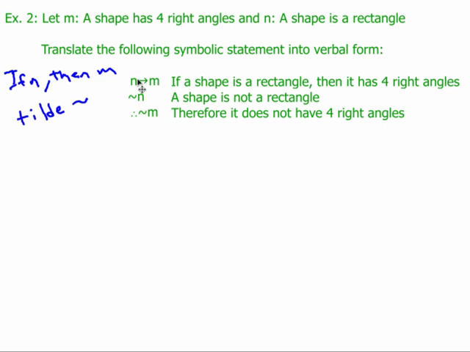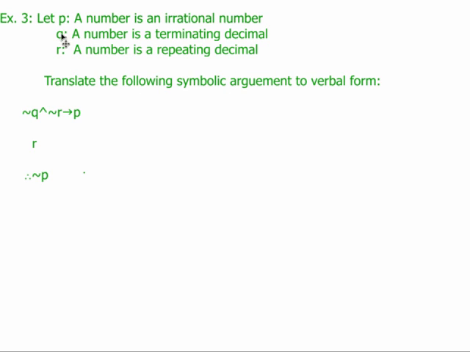So if I read this, I say, well, n implies m. If n, then m. If a shape is a rectangle, then it has 4 sides. Not n, a shape is not a rectangle. Therefore, not m. Therefore, it does not have 4 right angles. So all I did is I took my symbolic argument and made it into my verbal argument. Let's take a look at another example. This one is a little bit more confusing, but let's see what we got.